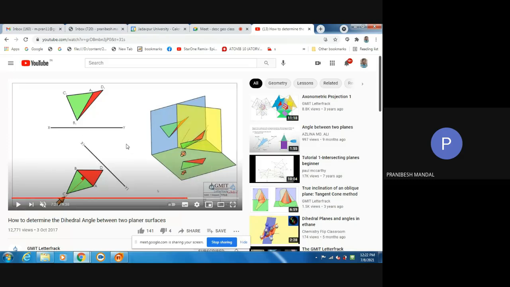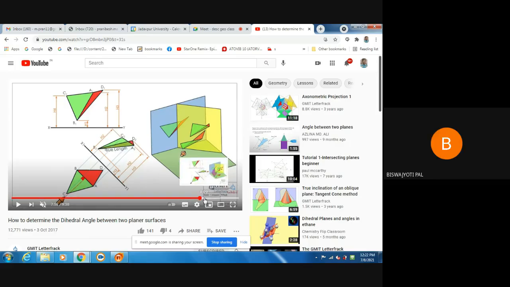First of all, find out the true length of AB. You know how to do it. This is an auxiliary plane parallel to AB, and you will get AB in true length. That is very easy, isn't it? So this is the true length of AB, isn't it? Yes, sir.